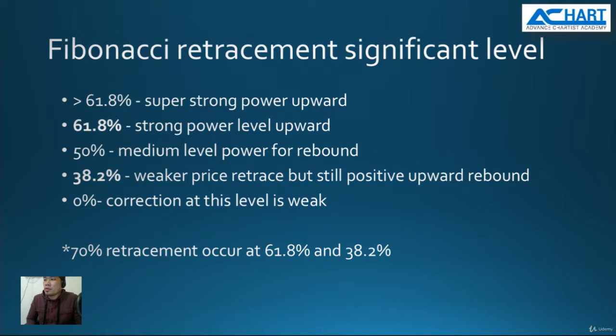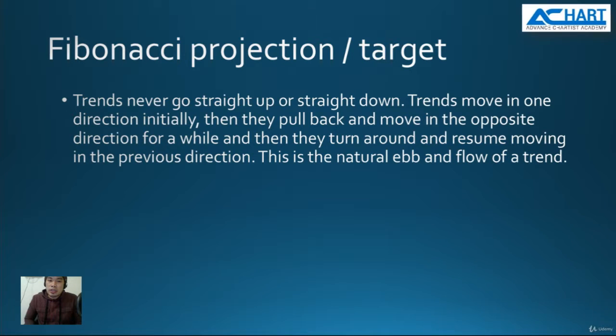Fibonacci projection and target. As far as we know, trends never go straight up or down. Trends move in one direction initially, then they pull back and move in the opposite direction for a while, and then turn around and resume moving in the previous direction. This is the natural ebb and flow of a trend. What we mean is that the trend moves in one direction, consider it upwards, then it pulls back and moves in the opposite direction for a while, then turns around and resumes. By this natural ebb and flow, we can predict the subsequent lines of buyer by using Fibonacci projection.